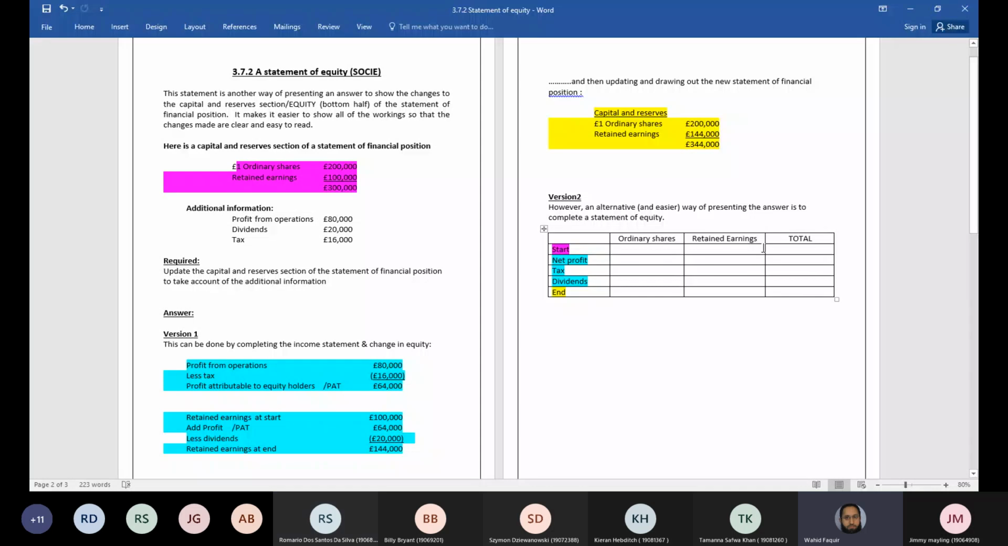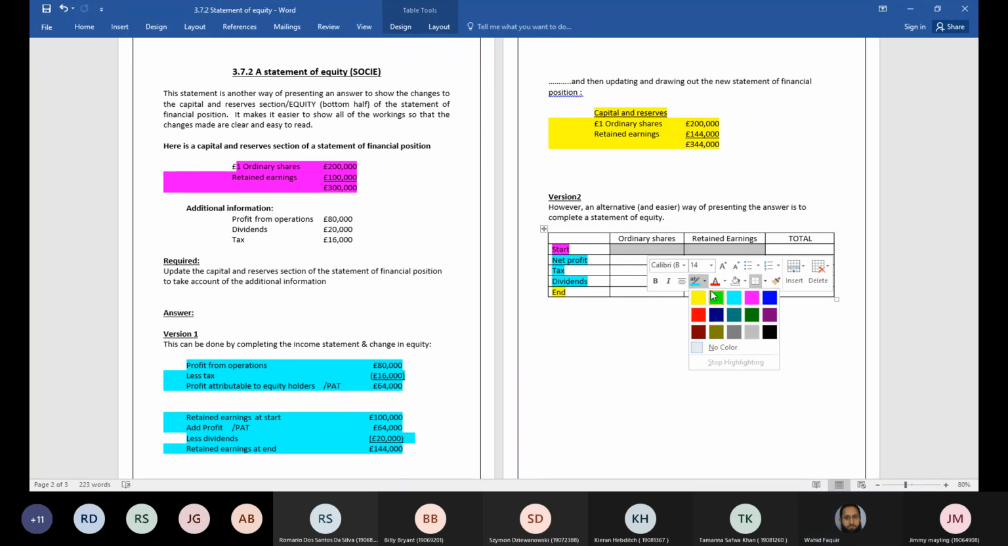So I'm going to start developing my answer here. And those students that were confident enough to do this themselves, good on you. If you haven't, then let's put them in. Ordinary shares, we started off with 200,000. Oh, they are there. One sec.